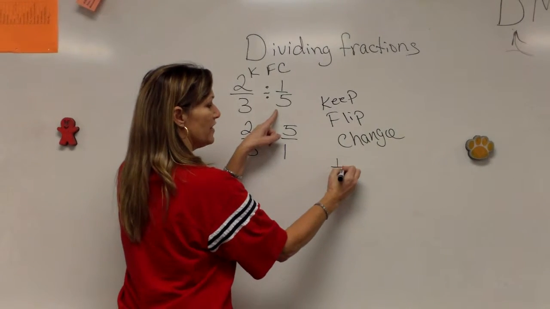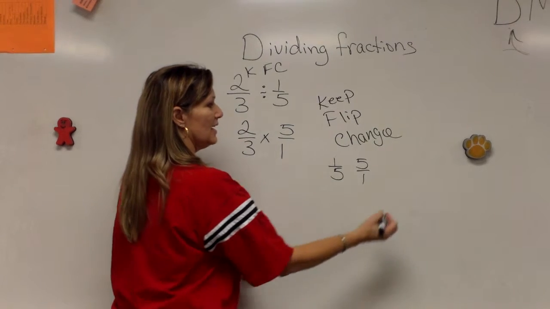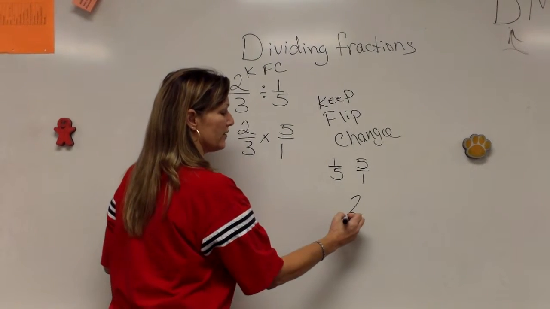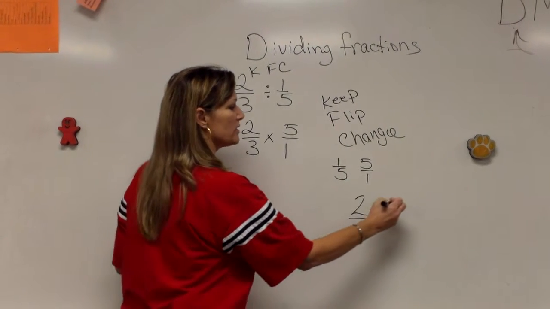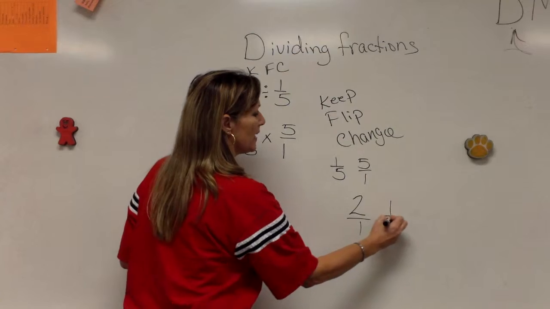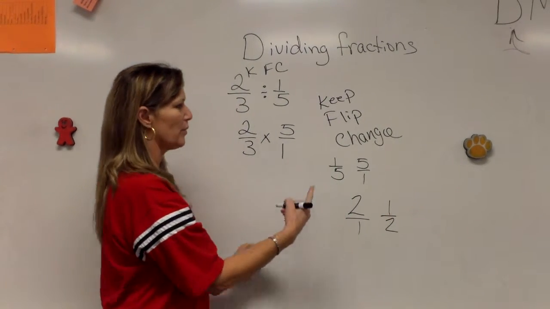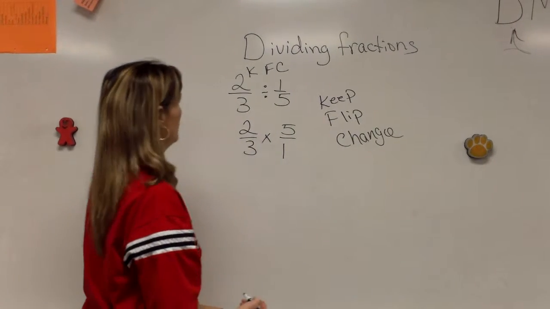If I have 1/5, the reciprocal is 5/1. If I have 2 wholes, I know I write a whole number as over 1. If I want that reciprocal or flip, that's 1/2. So make sure you know how to do your flip or your reciprocal so you can do the multiplicative inverse.